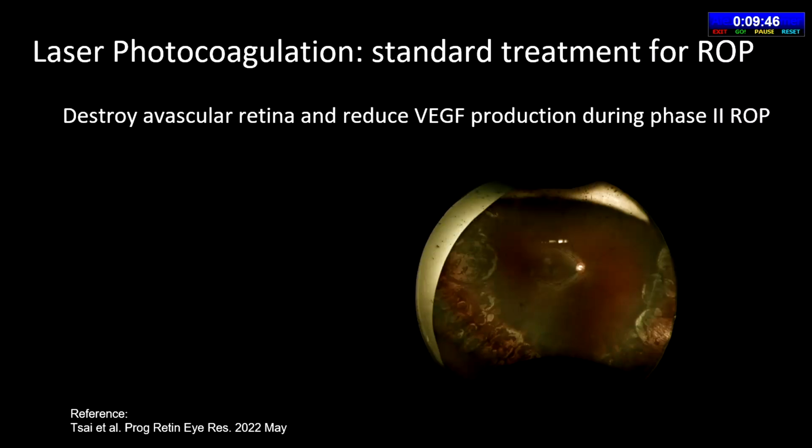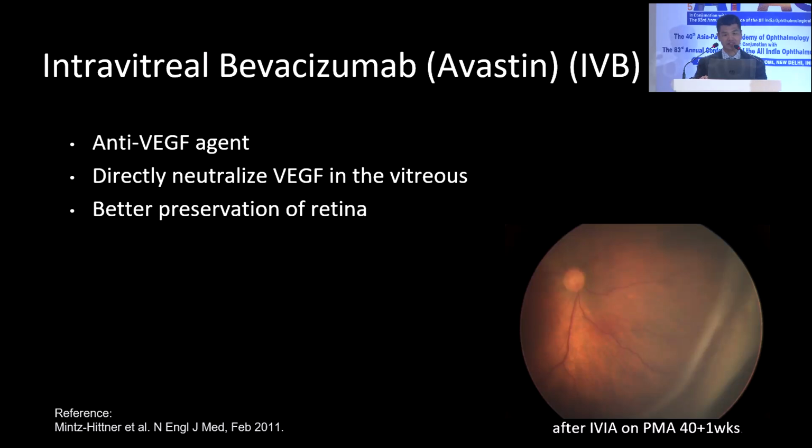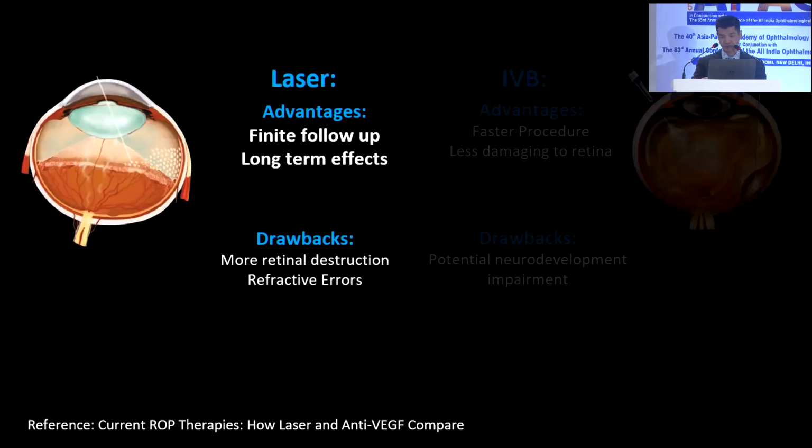Coagulation remains the standard treatment for ROP. It acts by destroying the peripheral avascular retina and reducing VEGF production. On the other hand, intravitreal anti-VEGF like bevacizumab works by directly neutralizing the VEGF in the vitreous. Because it does not destroy the retina, it has better preservation of the retina. So each treatment has its advantages and drawbacks.